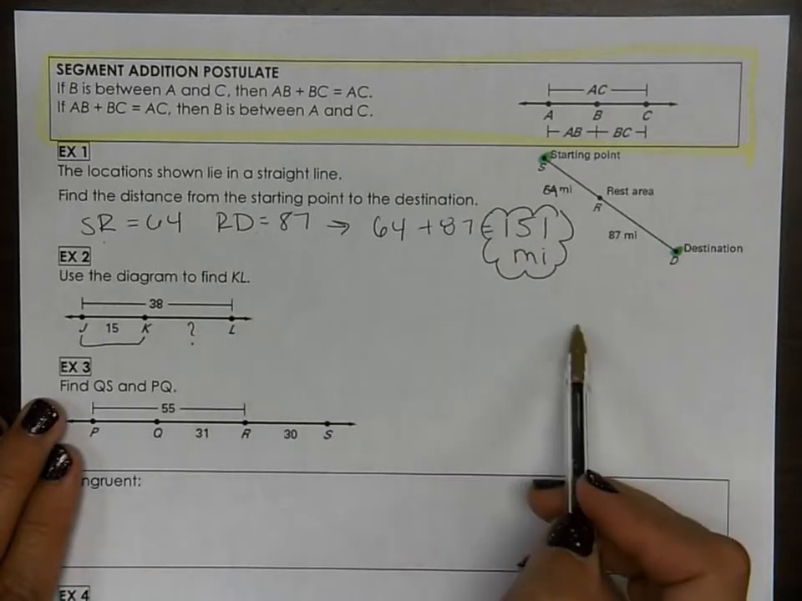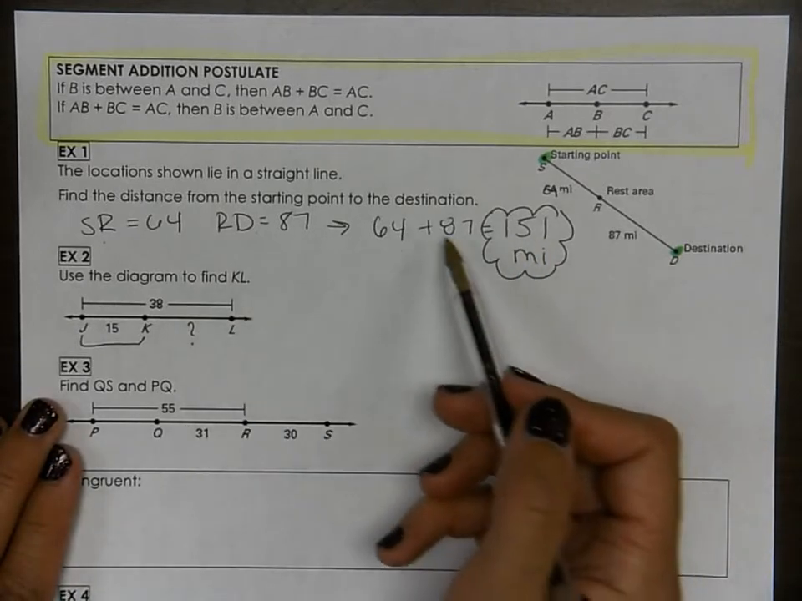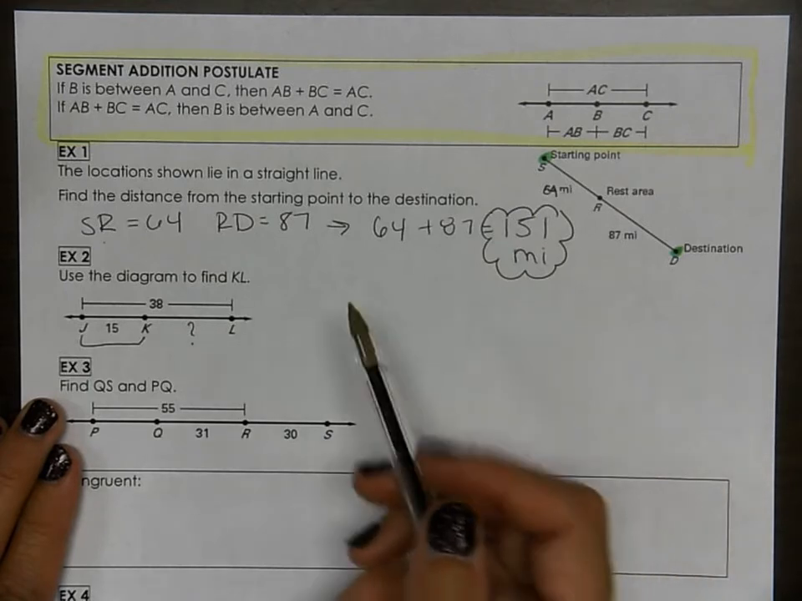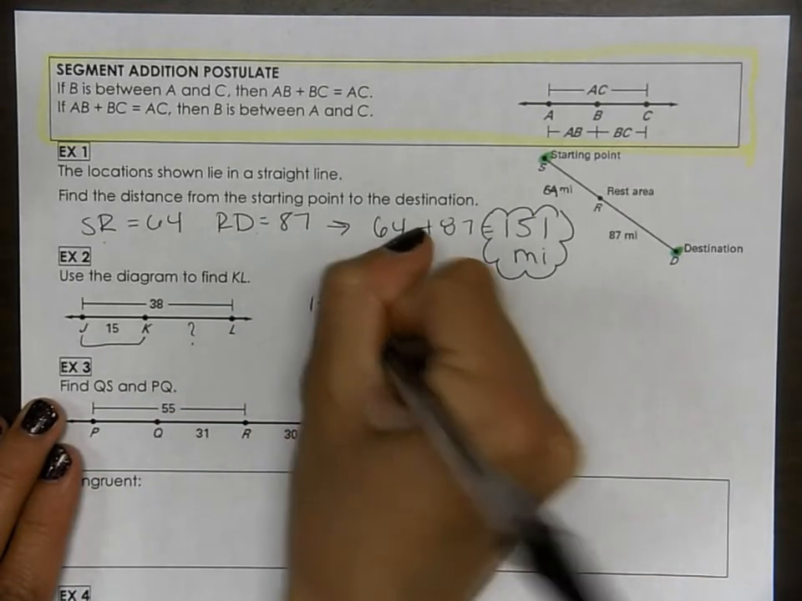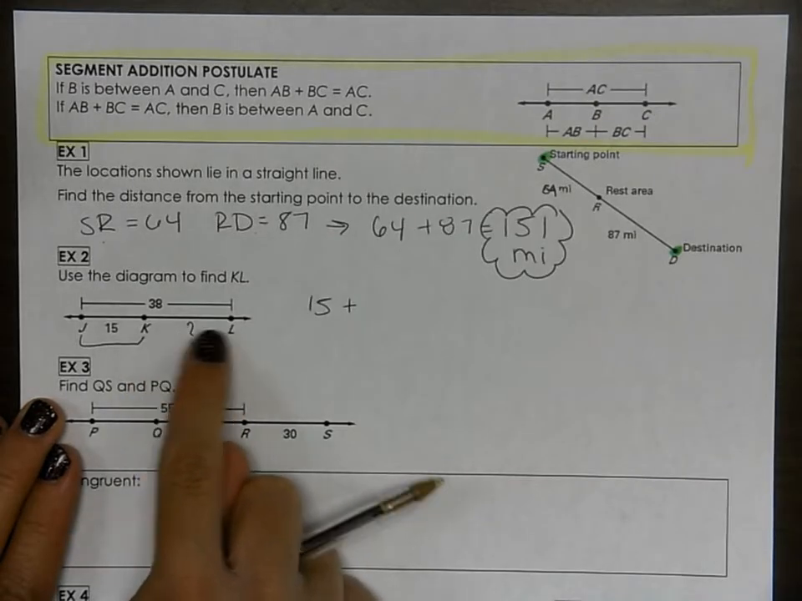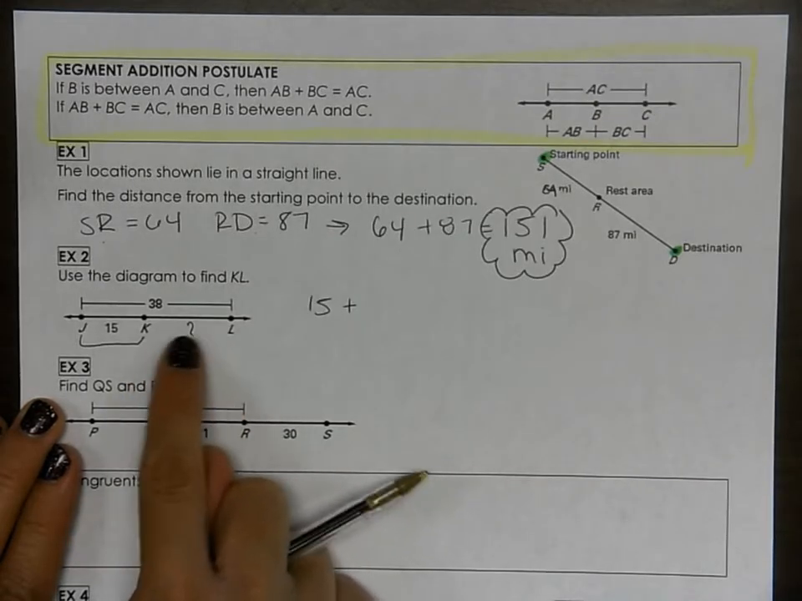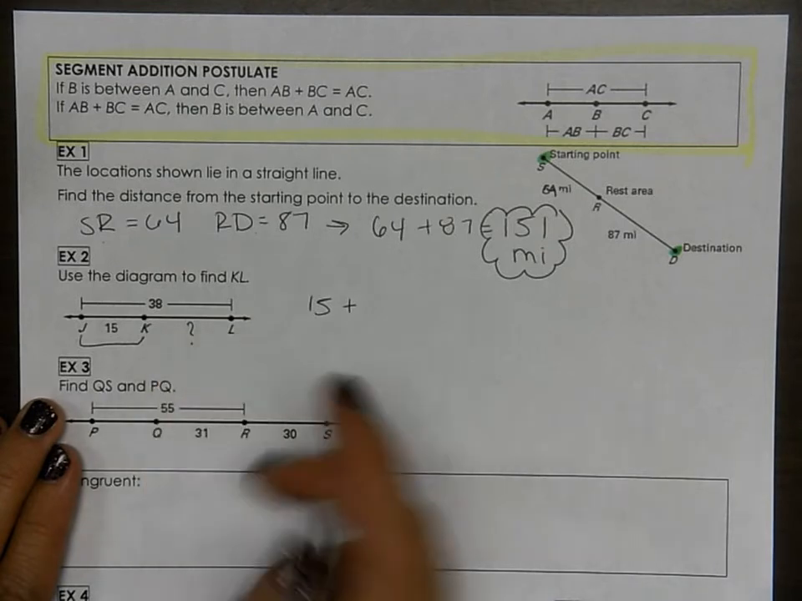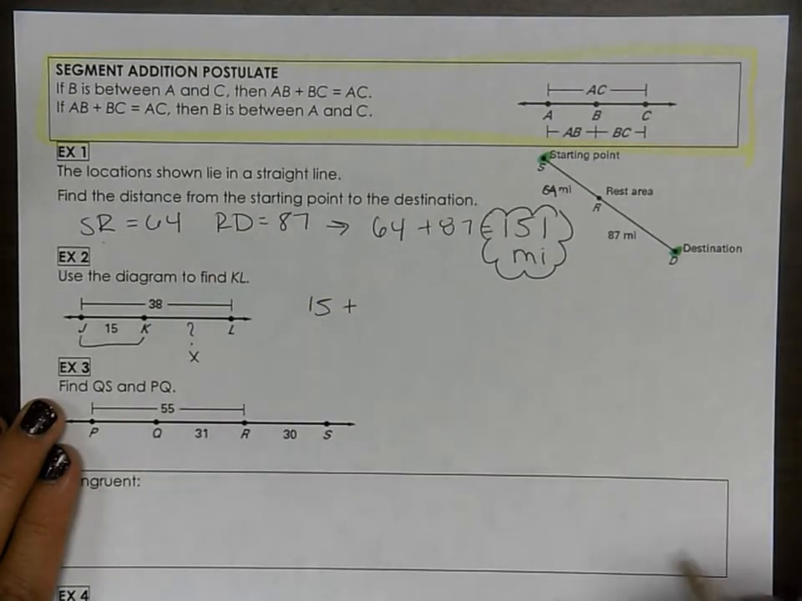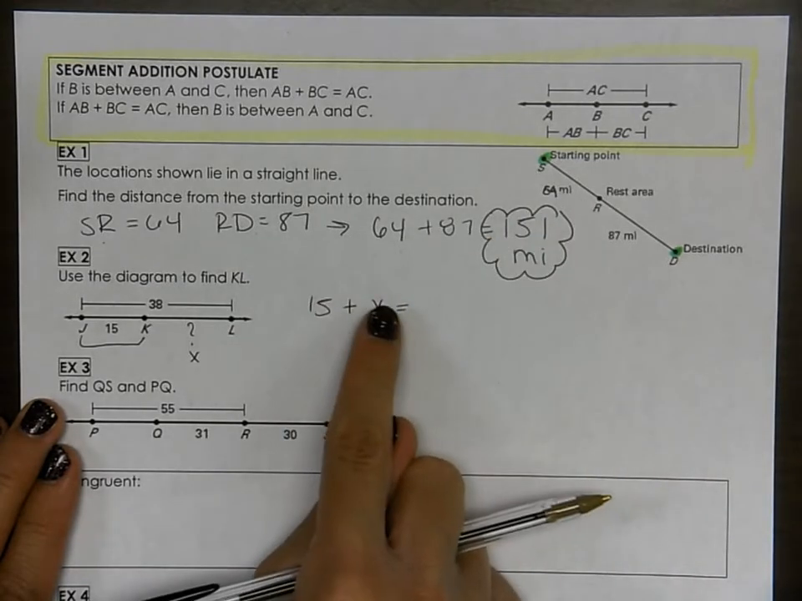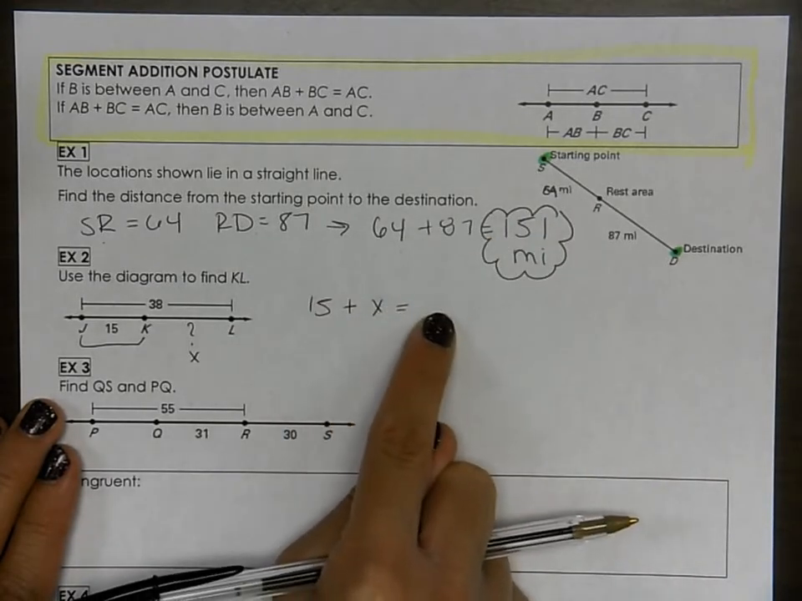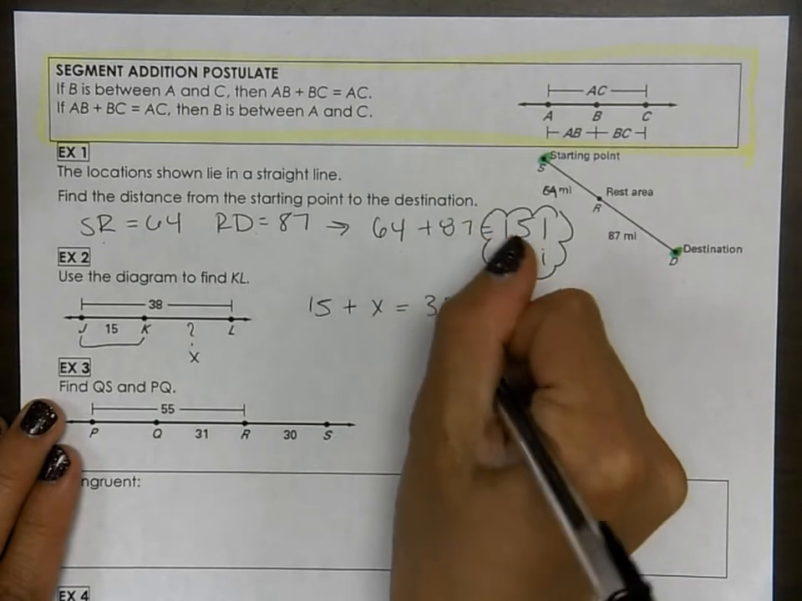I'm going to write that here the same way that I have here, but it obviously is going to have different numbers. So I can say this little piece here, which is 15, plus this little piece here. I don't know what that little piece is. That's what we're trying to find. So I'm going to go ahead and just call that x. So little piece plus little piece should equal the big piece, which here is 38.